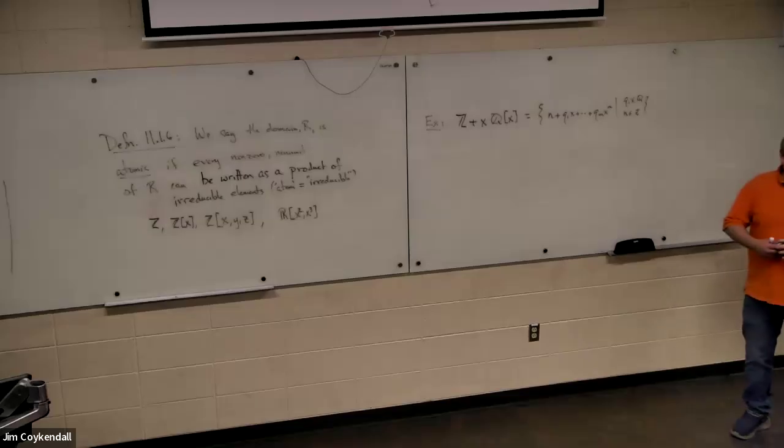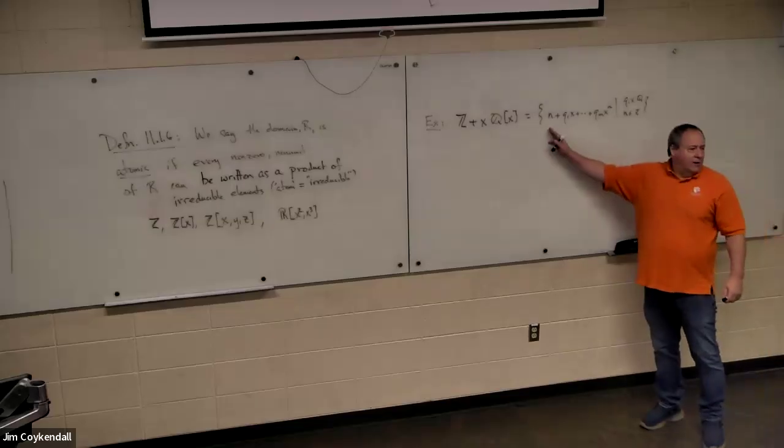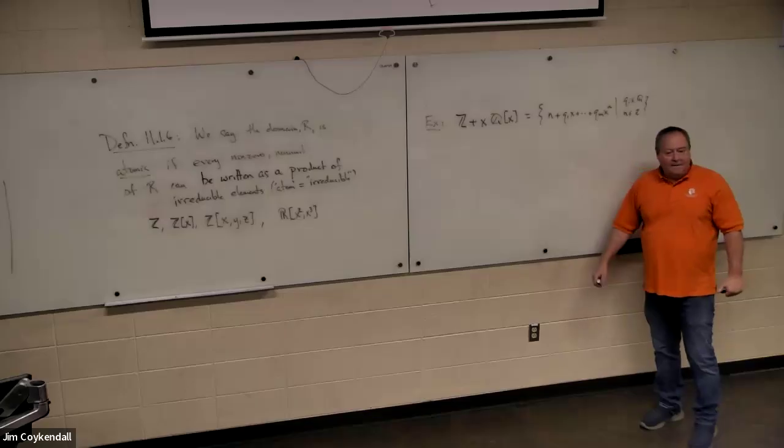It's fairly easy to see this as a ring because when you add two things that have an integer constant term, it's still got an integer constant term. If you multiply two things with an integer constant term, same thing, right?